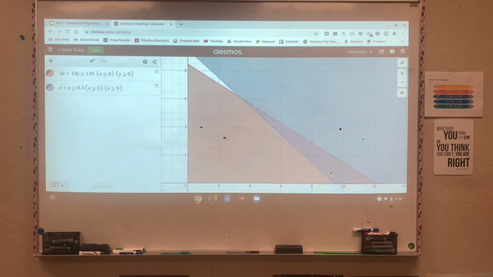So now that I'm showing you this, I'm going to ask the same question. Can you give me some solution points? 10 and 1. 10 and 1, perfect. What else? 6 and 4. Perfect. What else? 7 and 3. 7 and 3, perfect. See how much easier it is when they're on the same graph?